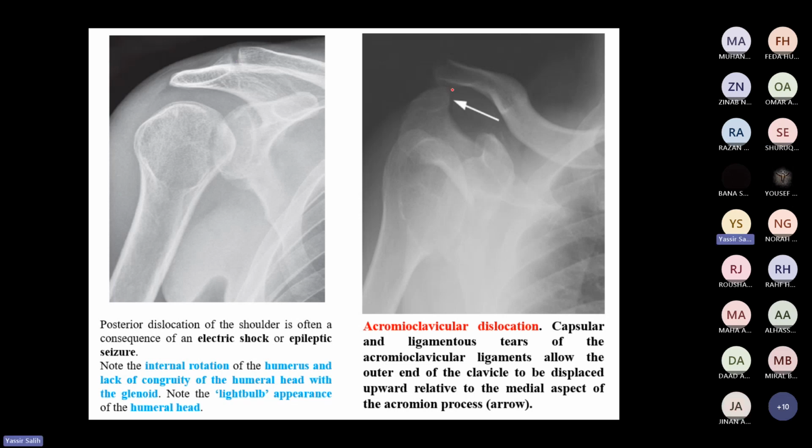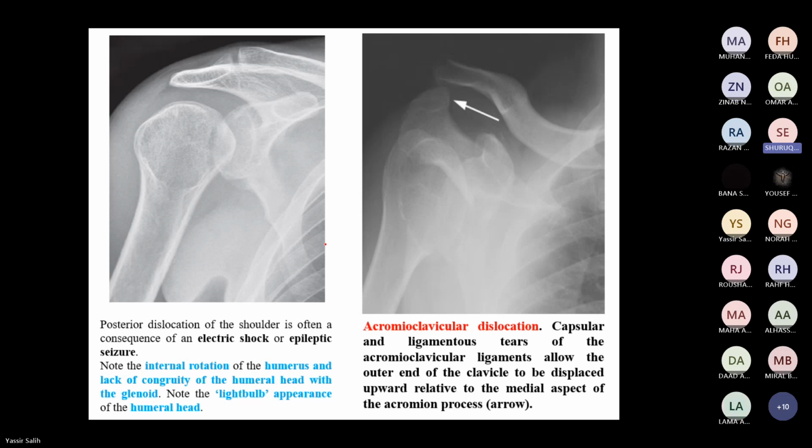Like here it is dislocated. This is an acromioclavicular dislocation due to a tear of the ligaments in this joint. But this is an acromioclavicular dislocation. What do you see in this one? Doctor? Yes.